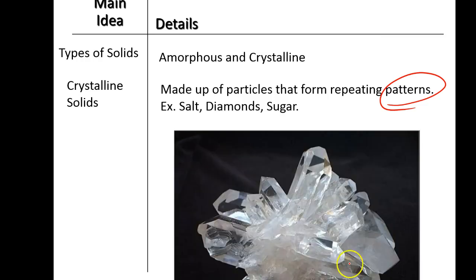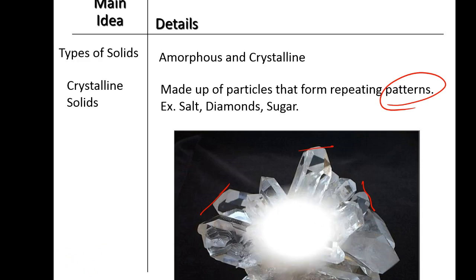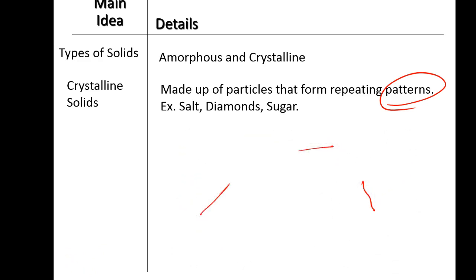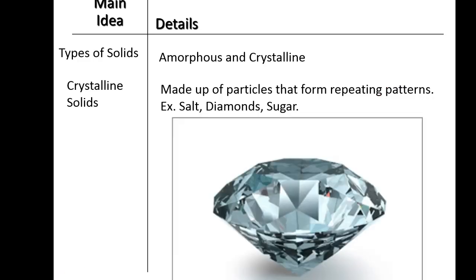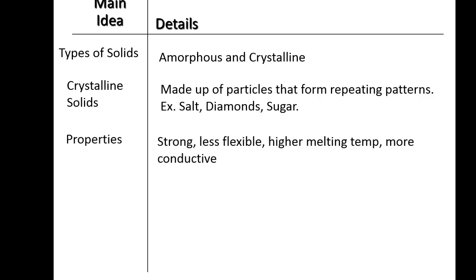And when we have that, what we get is structures that give very flat surfaces here, like so. These are examples of crystals, and they break off in these flat edges because of the pattern that is inside with those particles that we were just looking at. We also have a diamond as an example of a crystalline solid, probably one of the most famous ones. But let's talk about those particles some more.